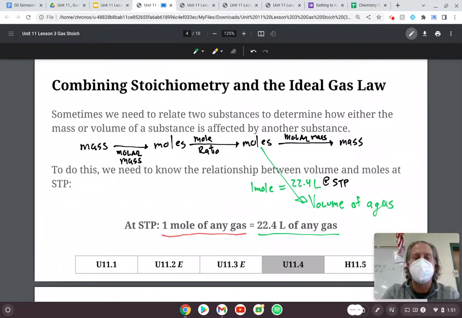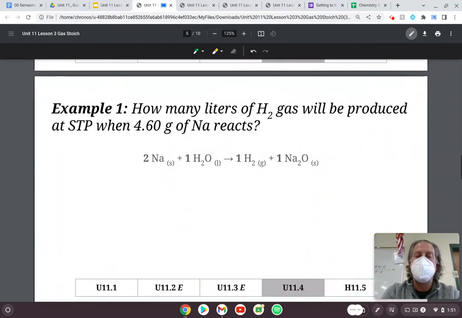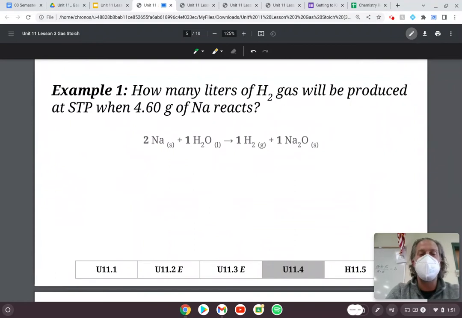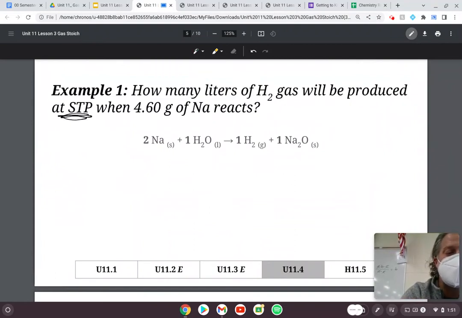So how does this work? Well, we're going to do an example here. One of the things I'd like to point out, first of all, is that this problem says that it's at STP. But even though this problem is at STP, that tells me that we can use stoichiometry as a shortcut.